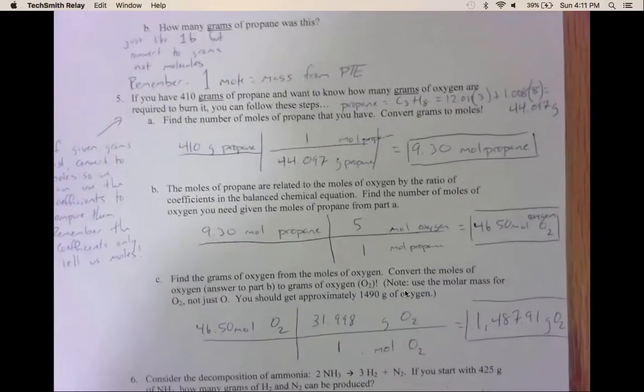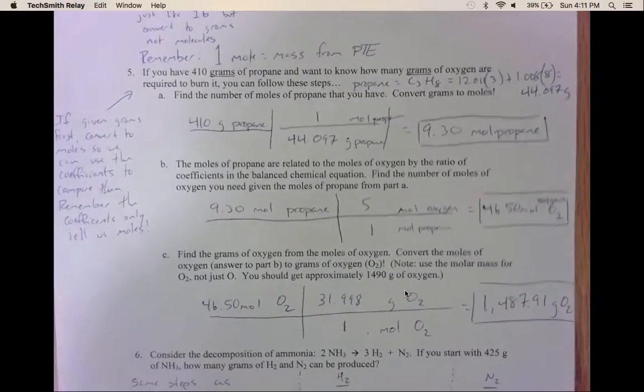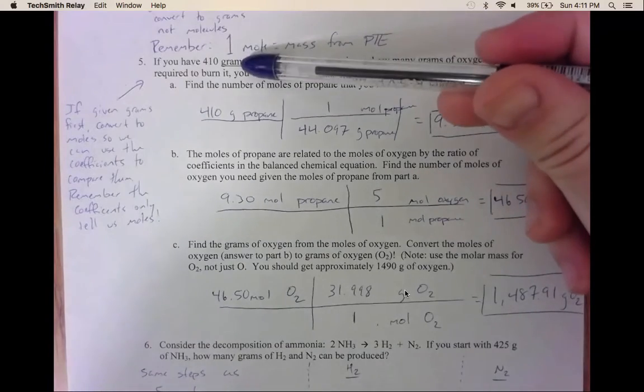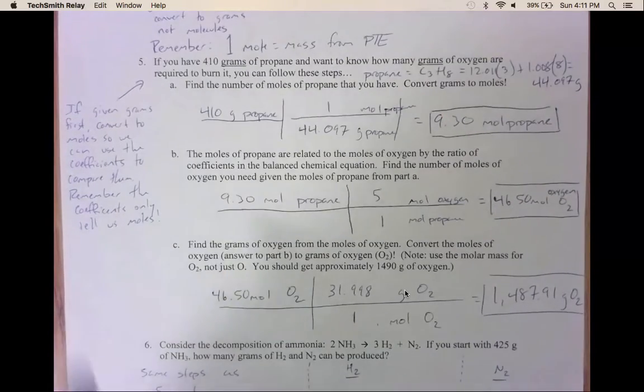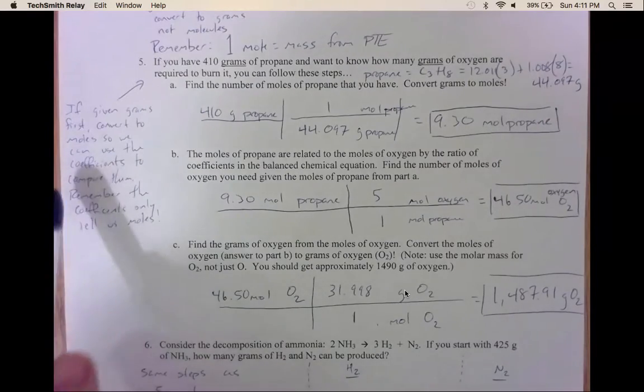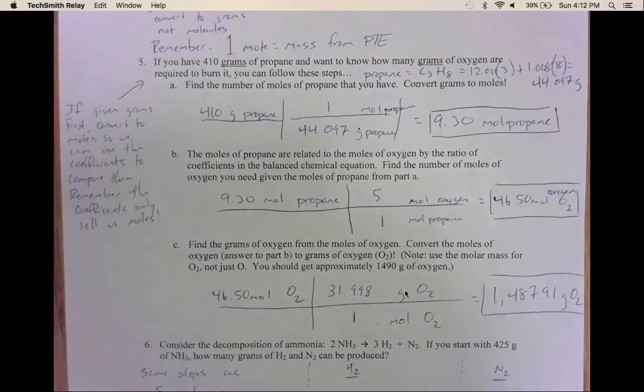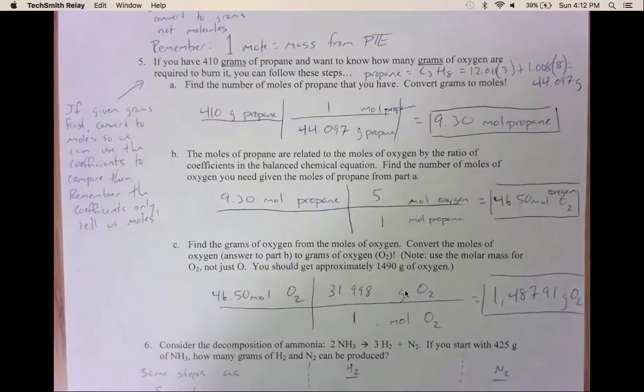Question 5. Question 5, so I wanted to take some time to talk about. This is one of the questions where it gives us grams first. So if we're given grams, you just need to convert to moles. Once you convert to moles, we can then use the coefficients to compare them. It's important to remember that the coefficients only tell us moles, they don't tell us grams. That's why we need to convert first.